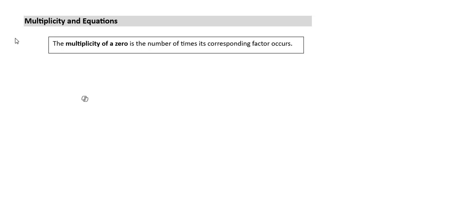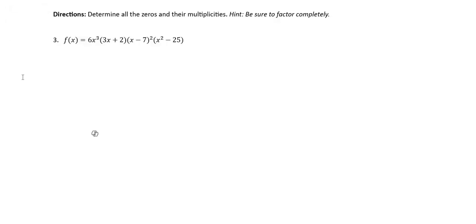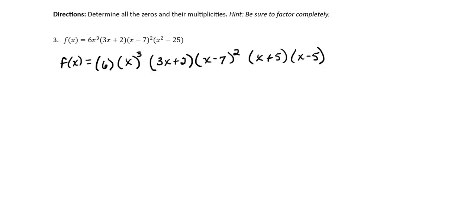Next, we're going to be talking about multiplicities. The multiplicity of a zero is the number of times its corresponding factor occurs. The directions say to determine all the zeros and their multiplicities, hint, be sure to factor completely. And with problem 3 here, this is not factored completely. X squared minus 25 is a difference of perfect squares, so that can be factored. Okay, so this is factored completely.